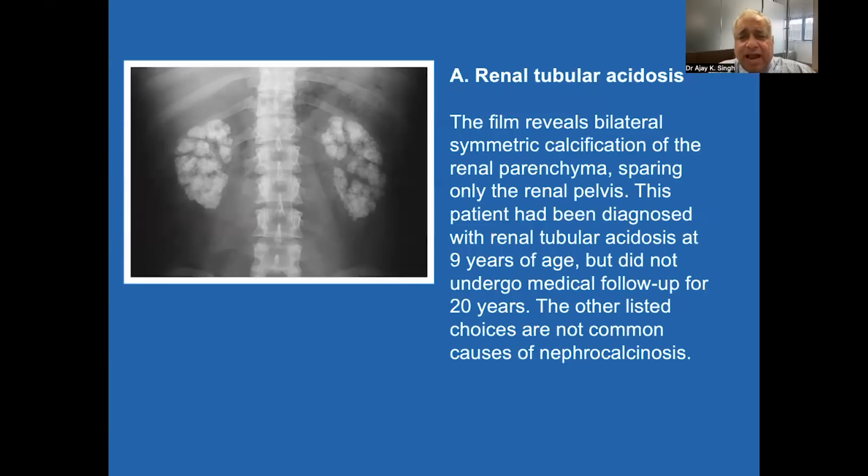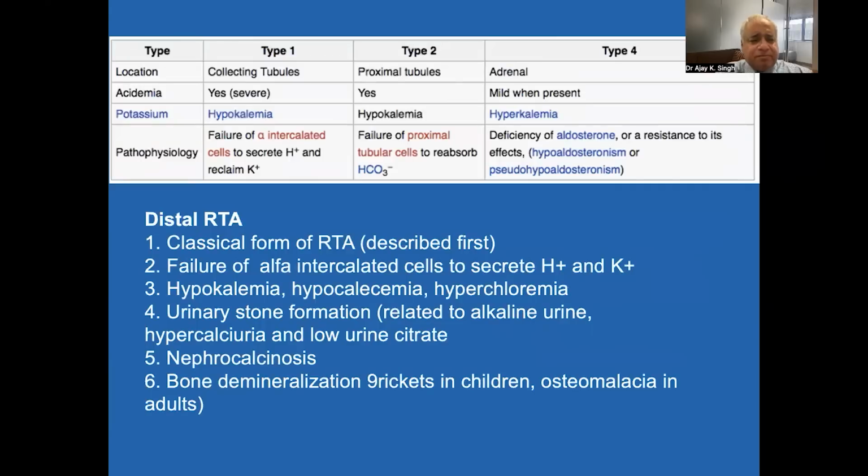So this patient has bilateral symmetric calcification of the renal parenchyma, sparing only the renal pelvis, as you see here. This patient had been diagnosed with renal tubular acidosis at the age of 9, but did not undergo medical follow-up, unfortunately, until this patient was 20 years old. The other listed choices are non-common causes of nephrocalcinosis.